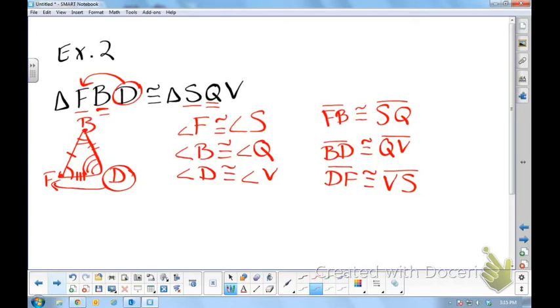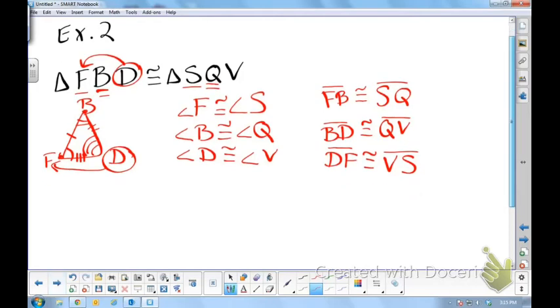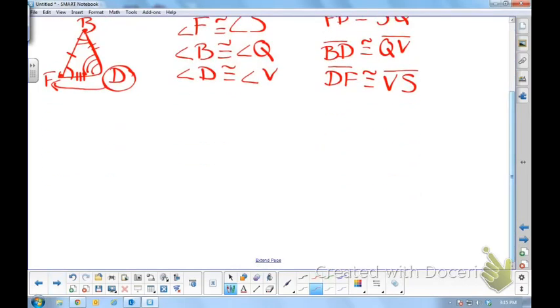And the last thing we can do is we can say, well, if these two triangles are congruent, we can set up an equation to solve for x if they've given us some expressions on the triangles.